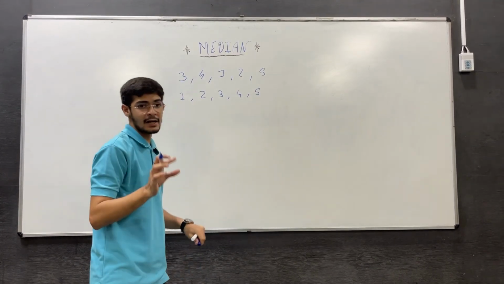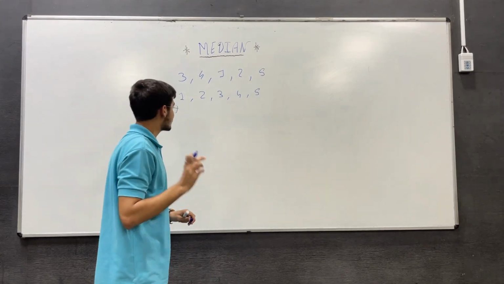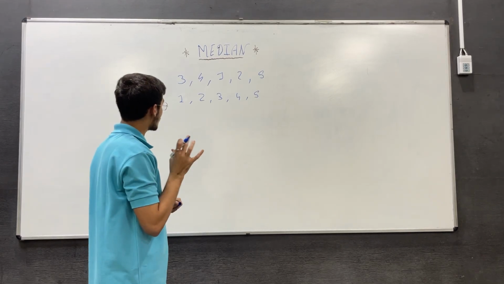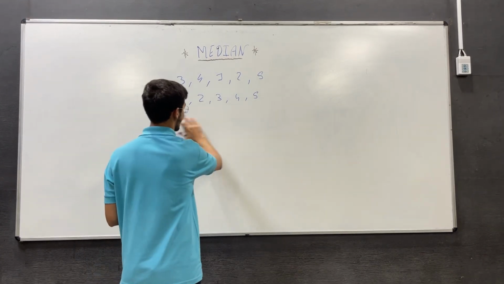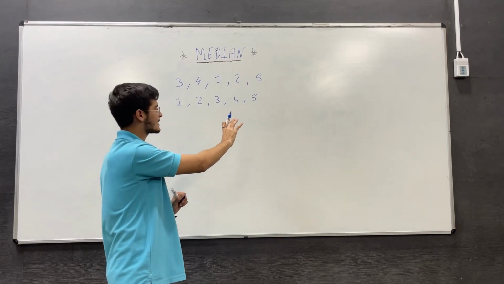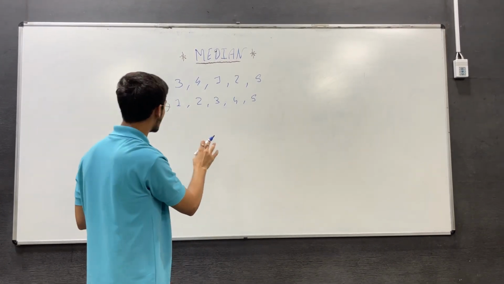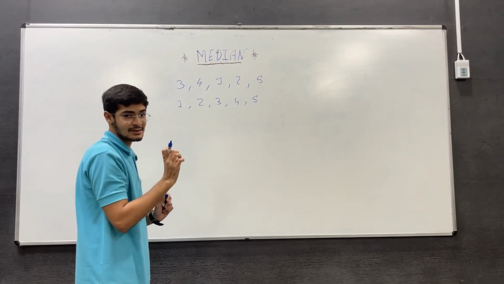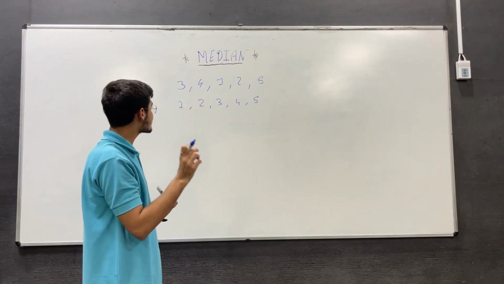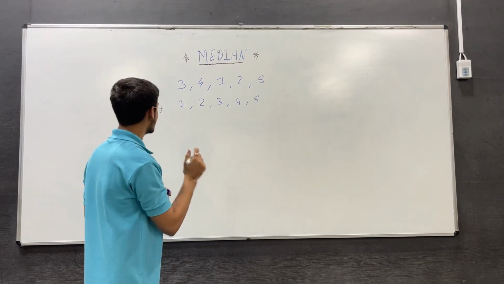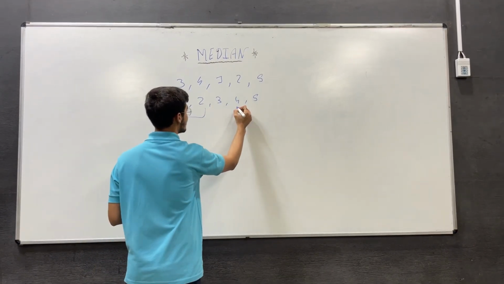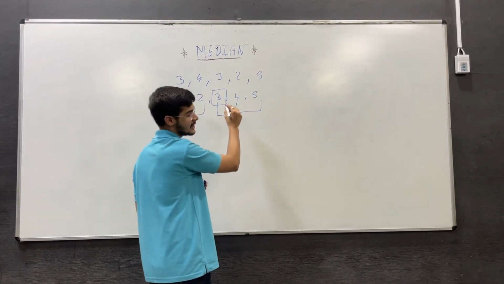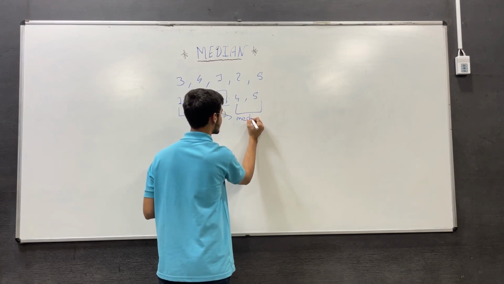After arranging the data in ascending order, the first thing we have to check is whether the data is odd or even. Here we have five numbers, so it is an odd data set. It's easy to find the median here because we just have to see the middle value of the data. Here the middle value is 3. So for this data set the median is 3.